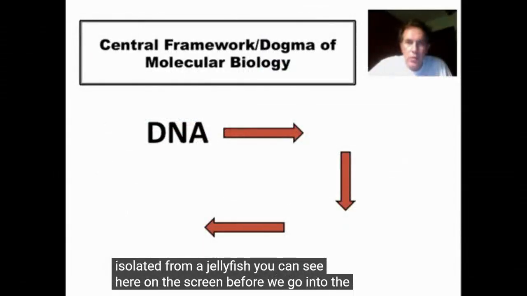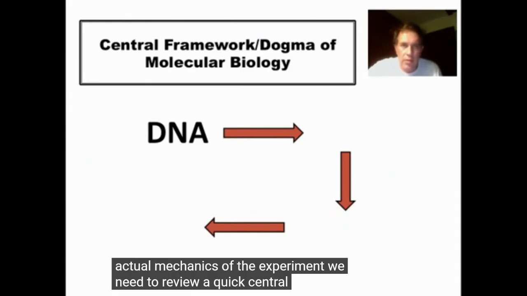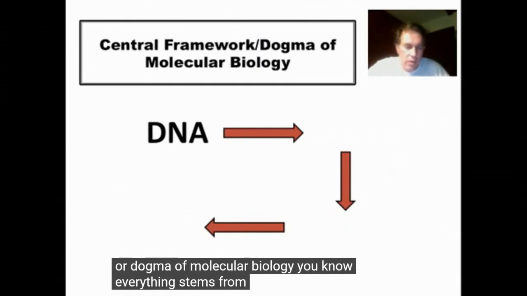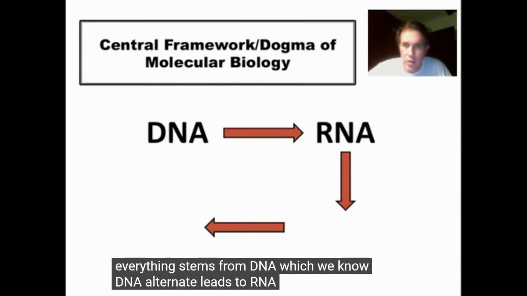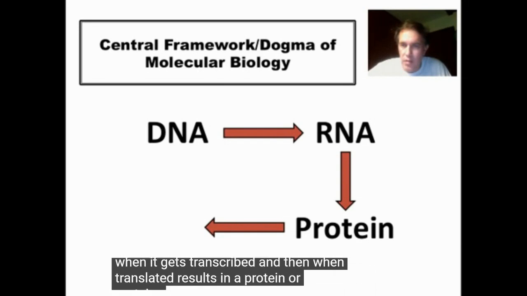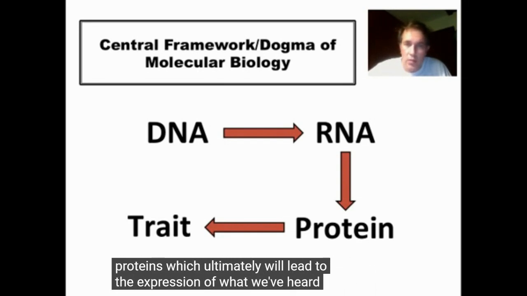Before we go into the mechanics of the experiment, we need to review a quick central framework or dogma of molecular biology. Everything stems from DNA, which ultimately leads to RNA, messenger RNA, when it gets transcribed, and then when translated, results in a protein or proteins, which ultimately will lead to the expression of what we refer to as a trait.